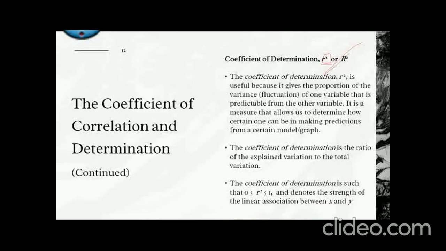So the coefficient of determination, or r square, is useful because it gives the proportion of difference or fluctuation of one variable that is predictable from the other variable. It is a measure that allows us to determine how certain one can be in making predictions from a certain model or graph. The coefficient of determination is the ratio of the explained variation to the total variation. It is such that 0 ≤ r² ≤ 1, and it denotes the strength of the linear association between x and y.